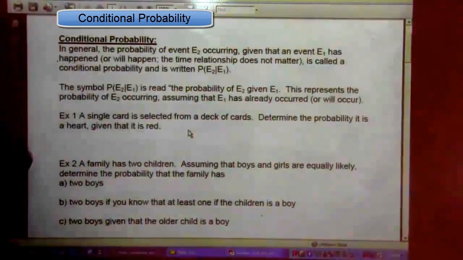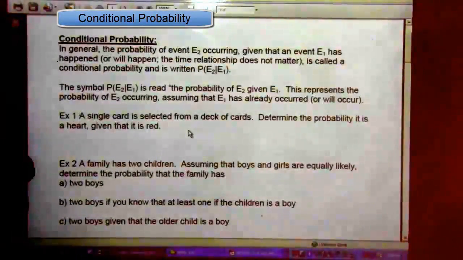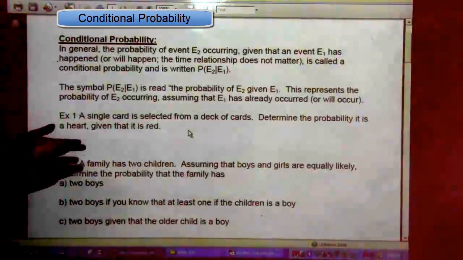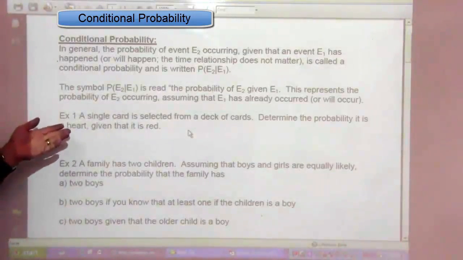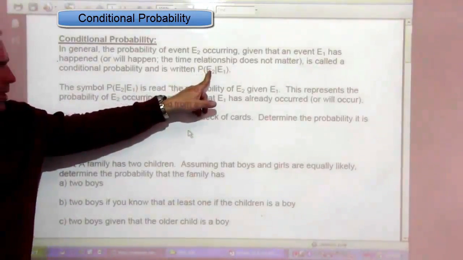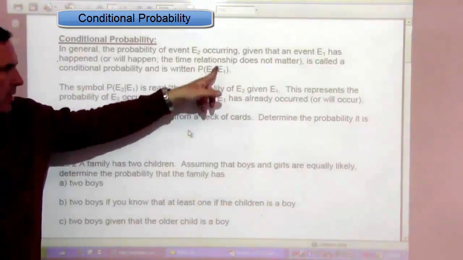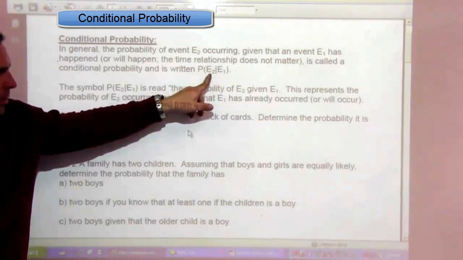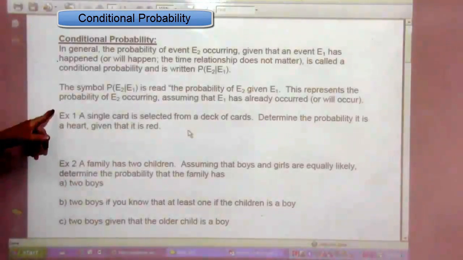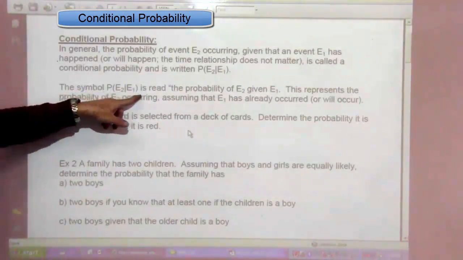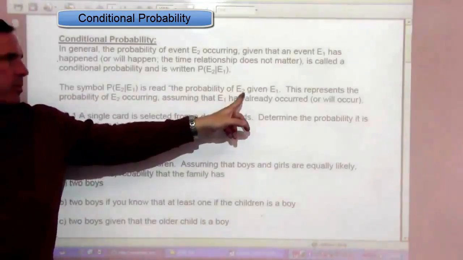Conditional probability. In general, the probability of event E2 occurring, given that an event E1 has happened or will happen, the time relationship does not really matter, is called a conditional probability, and it's written the probability of E2 given, this vertical line means given, E1. Probability of E2 given E1.